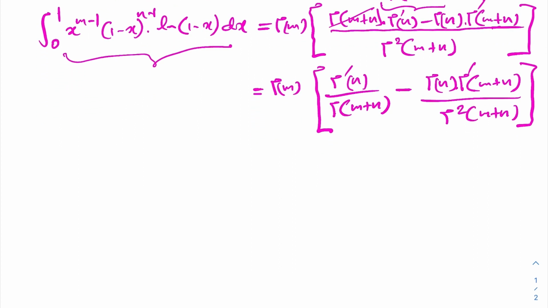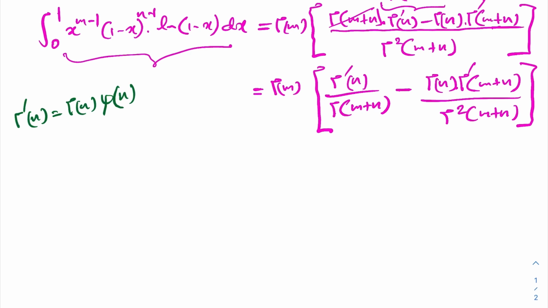Okay, then still we can simplify by using the digamma function. We know gamma dash of n is equal to gamma of n times digamma of n. We proved this identity in a previous video, the digamma function video. If you would like to watch it, I will add the link in the description so you can watch it.